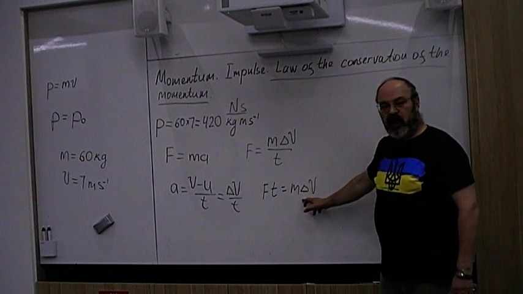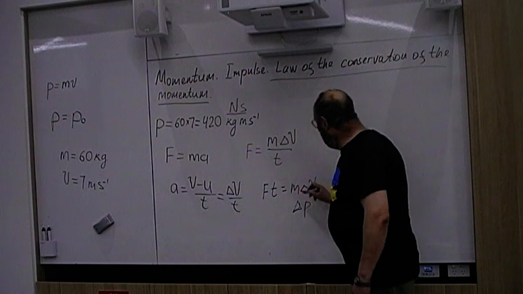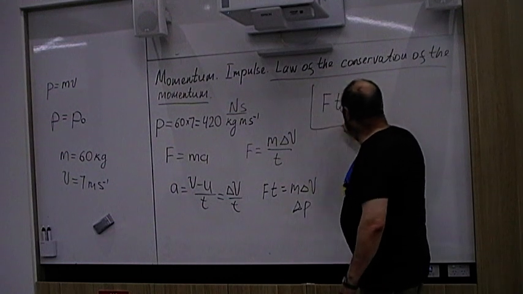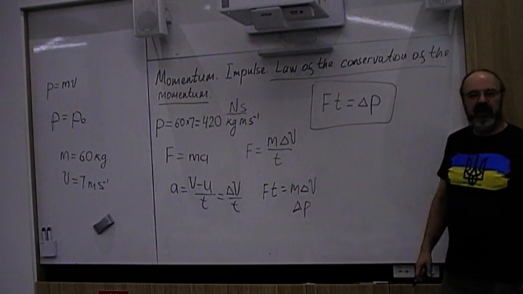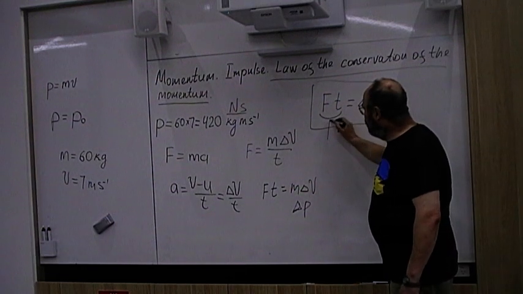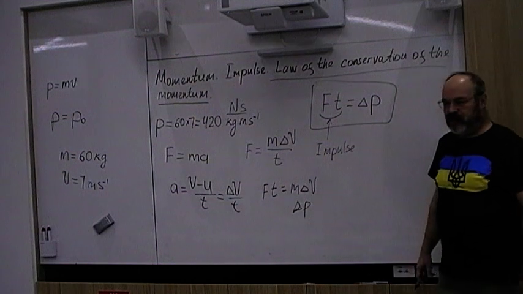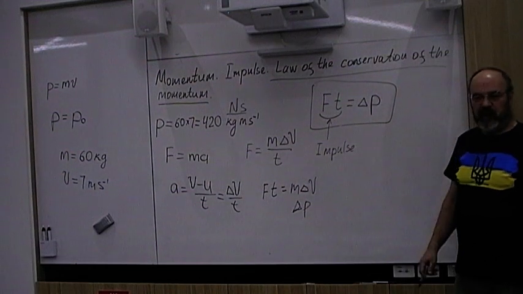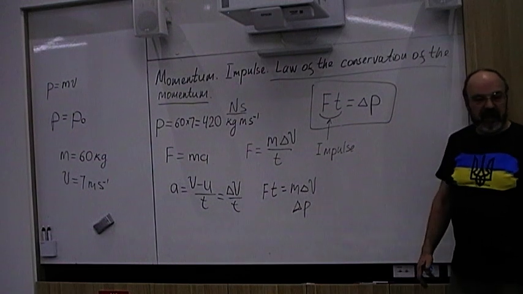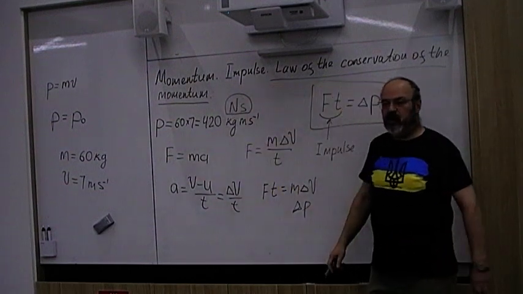So, as mass is not changing, then mass times change in the velocity is a change in the momentum. And now we get Newton's second law rewritten in terms of the momentum. It's Newton's second law, just written in terms of the momentum. And this quantity, force times time, has a special name. It's called impulse. So impulse equals change in the momentum. And because the units on the left-hand side are Newton times second, and we have momentum on the right, that's where it's coming from, that we can use Newton times second for measurement of the momentum.